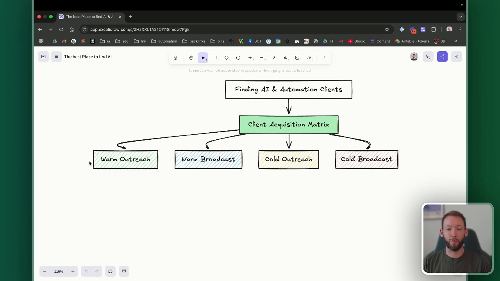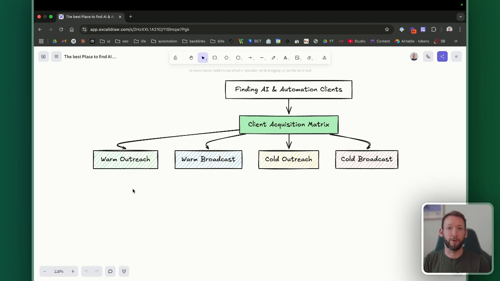So for example, warm outreach would be one-to-one contact with anyone that we're familiar with. So this could be messaging your friends from WhatsApp, Telegram, LinkedIn, but it's all one-to-one and we know those people. Then we've got warm broadcasts where we know the audience, but we're actually posting content around it. So this could be if you've started up an agency and you're actually posting about the automations that you build and you're posting on LinkedIn about those.